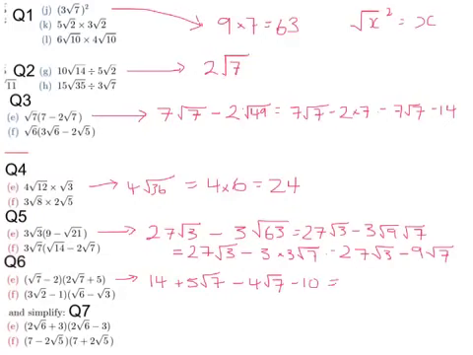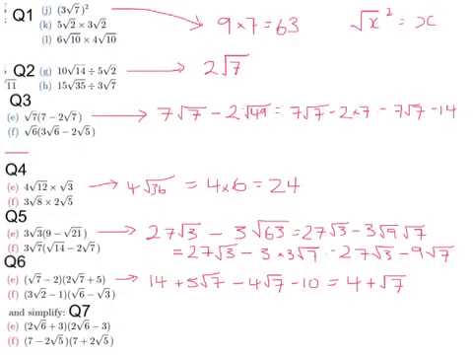And we can simplify that. Well, 14 minus 10 is 4. 5 root 7 minus 4 root 7 is just 1 root 7. So the answer is 4 plus 1 root 7.